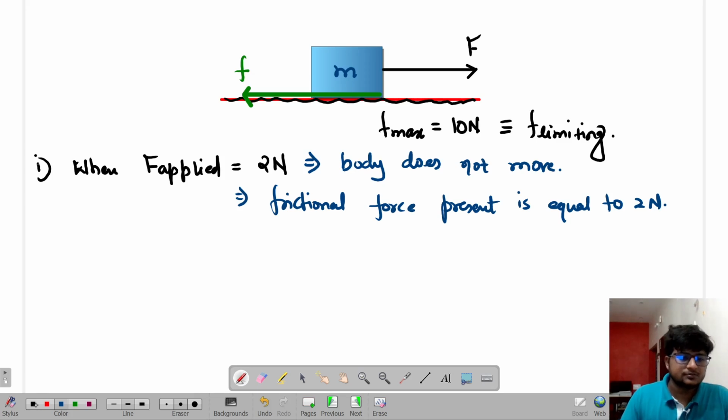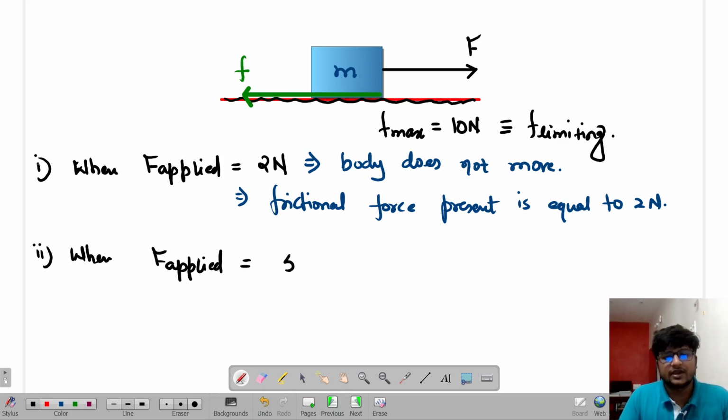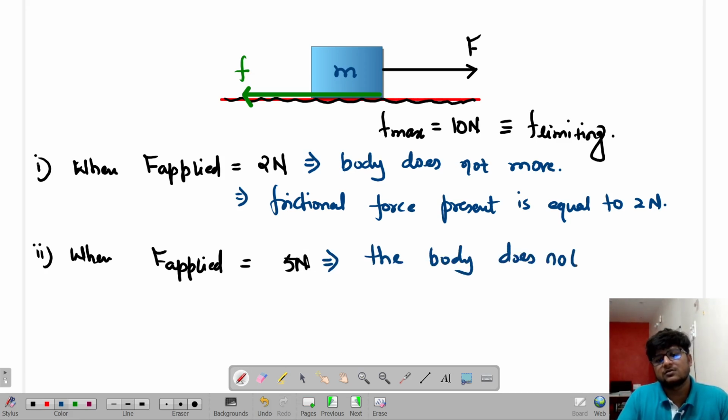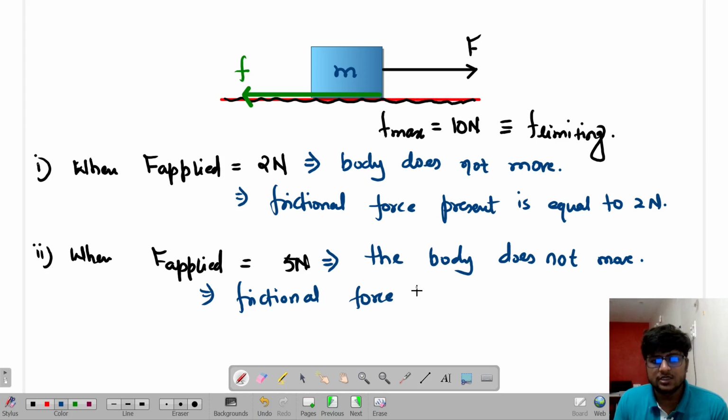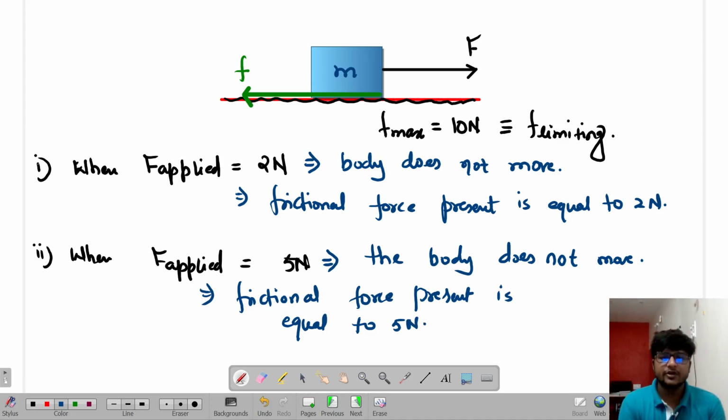Now, same thing when F applied is basically 5 Newton. Still, you are going to observe the body does not move. Now, if body does not move, again, this frictional force must be equal to the opposing external force applied. Then only net force will become 0 because body is not moving. So, frictional force present is equal to how much Newton? 5 Newton this time. Are you able to get me or not?